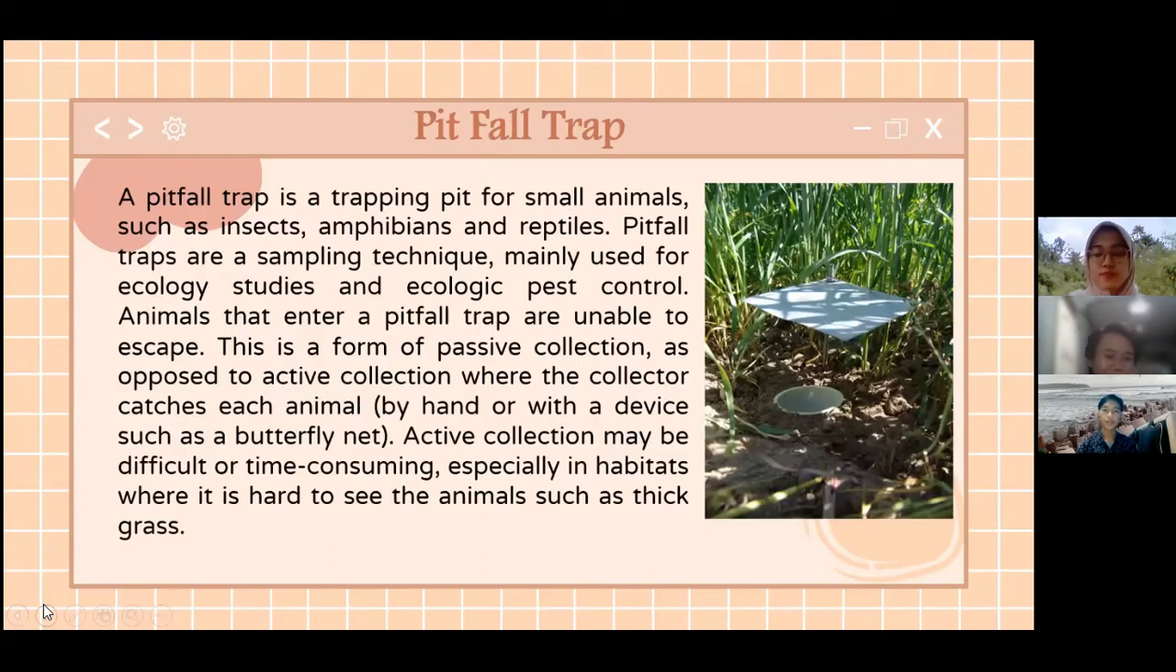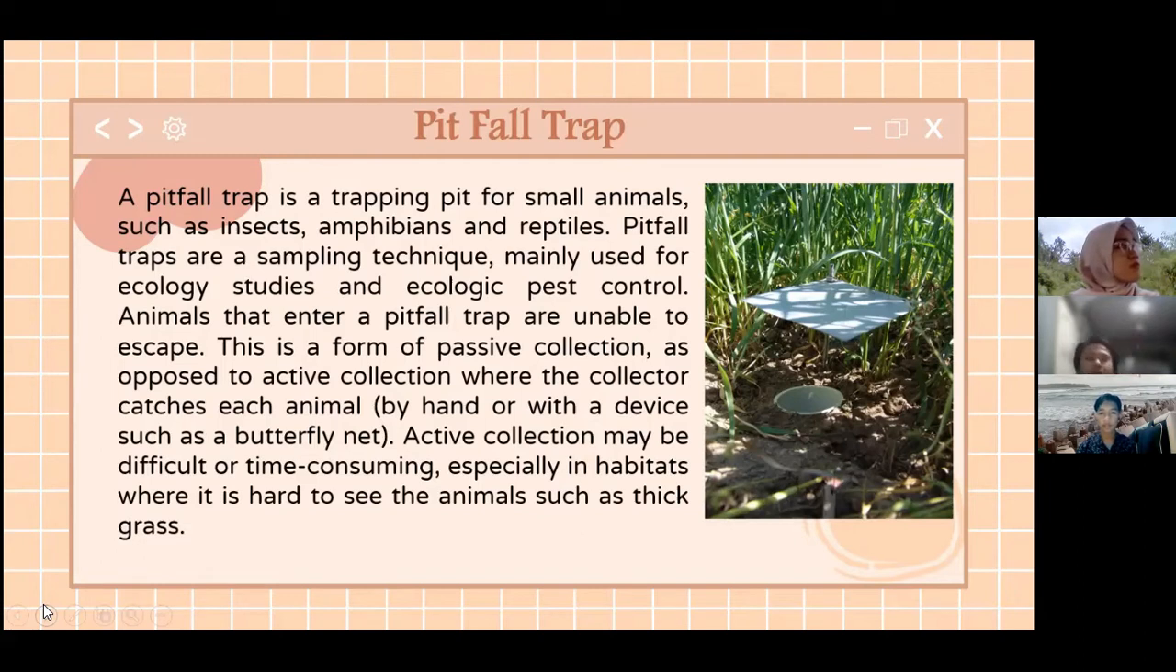The second is a pitfall trap. A pitfall trap is a trapping pit for small animals such as insects, amphibians, and reptiles. Pitfall traps are a sampling technique mainly used for ecology studies and ecological pest control. Animals that enter a pitfall trap are unable to escape. This is a form of passive collection, as opposed to active collection, where the collector catches each animal by hand or with a device such as a butterfly net.